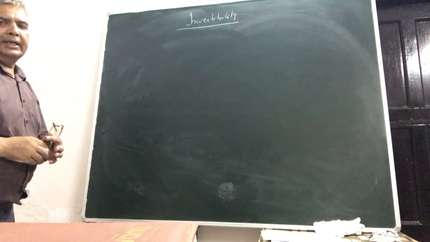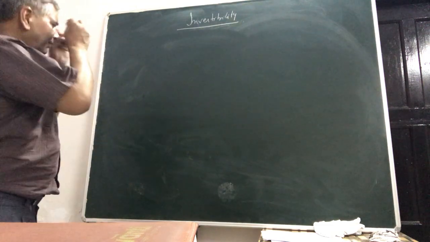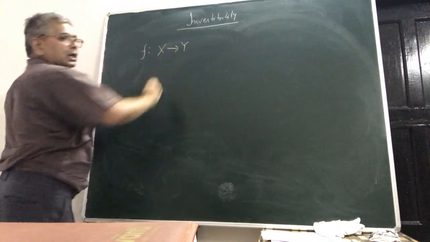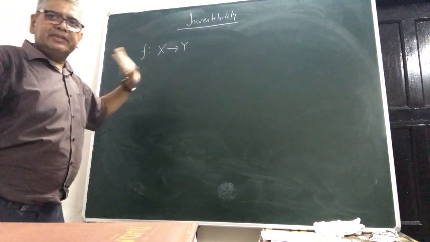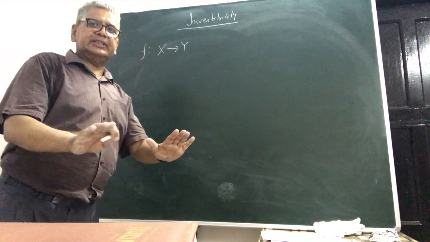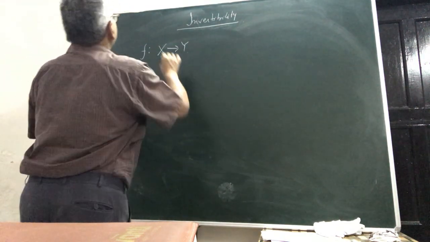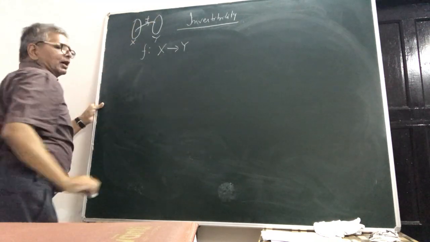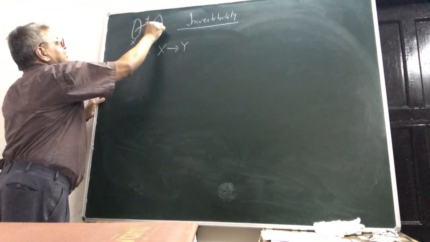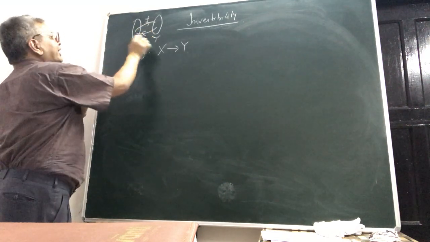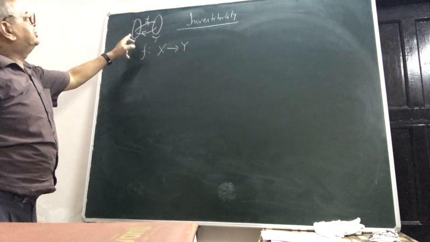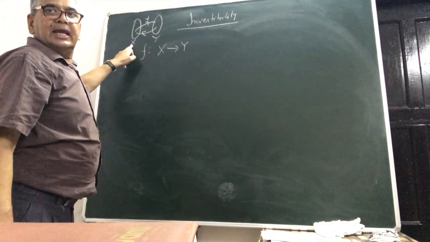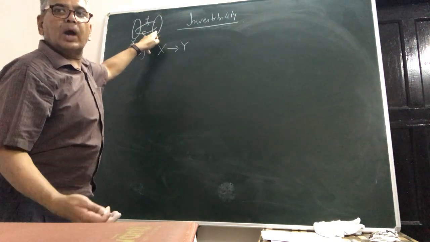Now I define invertibility. So if f is a function, say from X to Y, please mind, this has been given, and if there exists another function, this time from where to where? What we further say is that if there exists a function from Y to X, such that GOF is equal to IX and FOG is equal to IY.